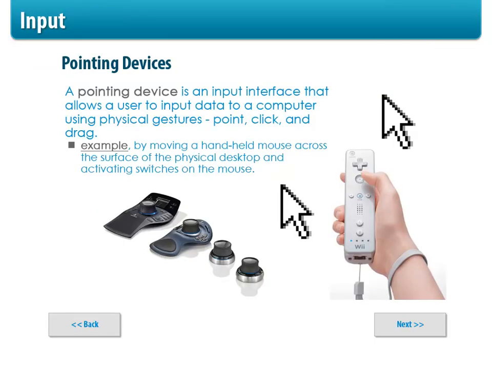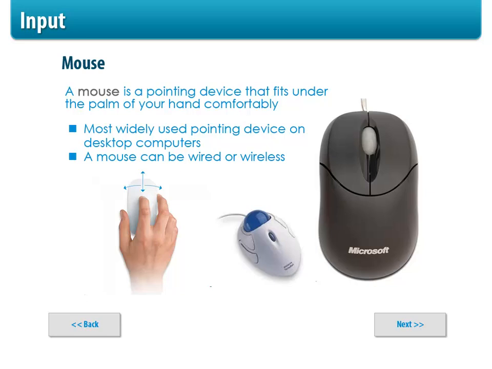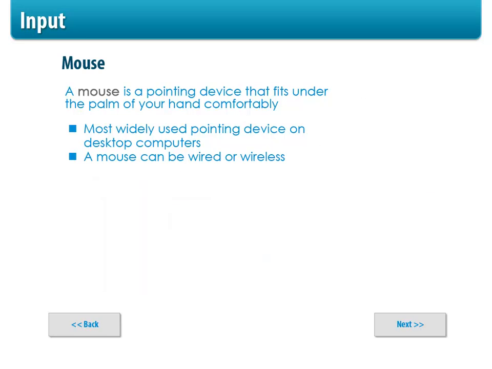The pointing device that you have on your computer that you move around in Word, it has little arrows. Those are examples of also an input device. Anything you can move across the screen or the surface of a desktop to activate or imitate a mouse. And one of the most widely used input devices is a mouse.